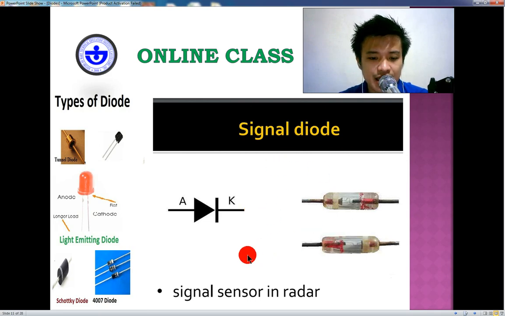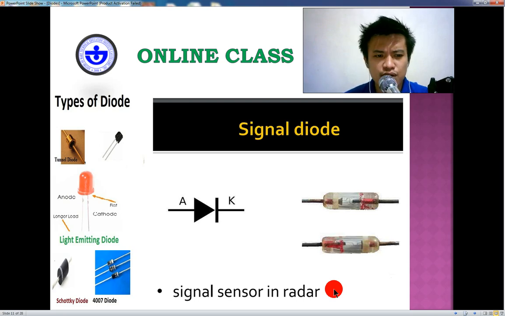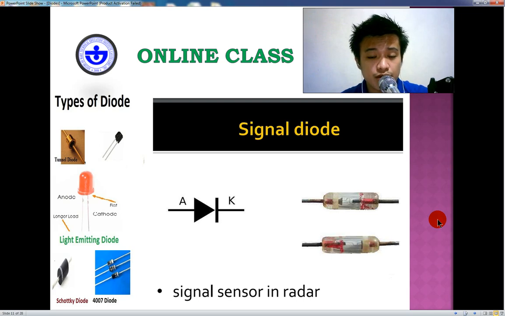Talk about signal diode. These are used usually in the sensor of a radar. These diodes are used for sending signals. They are usually used for radars. Radars are usually used also for cargo ships, for transportation, just like to go and so on.